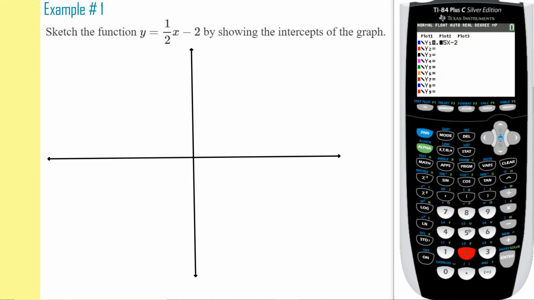Uh-oh, what happened? Oh, I've got too many decimals. Apparently I hit that twice. Okay, so here is our equation.